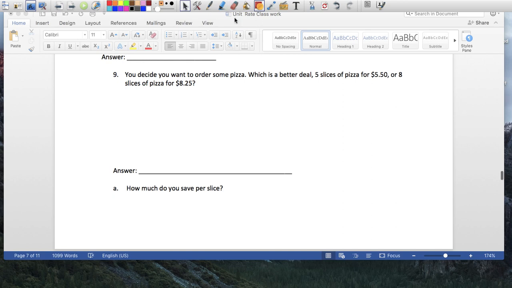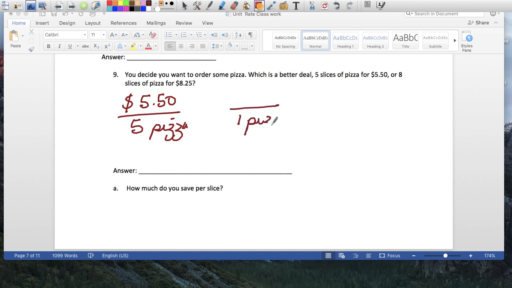You wanted to order some pizza. Which is a better deal, 5 slices for $5.50 or 8 slices for $8.25? Let's write the first one. For the first one, you get 5 slices of pizza for $5.50. So for 1 slice, we divide the top by 5. 5.5 divided by 5 is $1.10, which is not that bad. $1.10 for 1 slice of pizza.